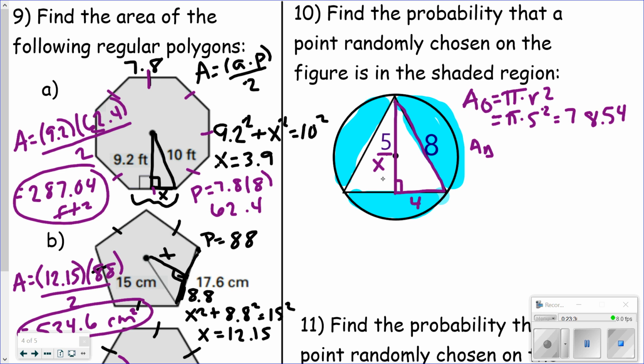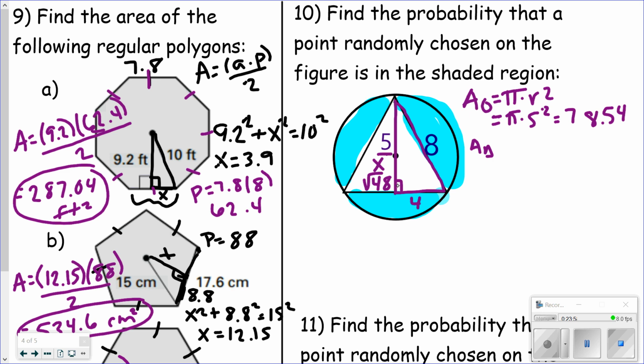When I use the Pythagorean theorem, it would be x squared plus 4 squared is equal to 8 squared, meaning that x would be the square root of 48. I'm not going to show you step by step, so you can save some time, but you can try that on your own and see if you also get the square root of 48.